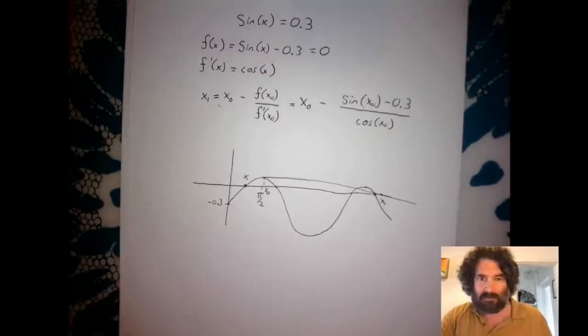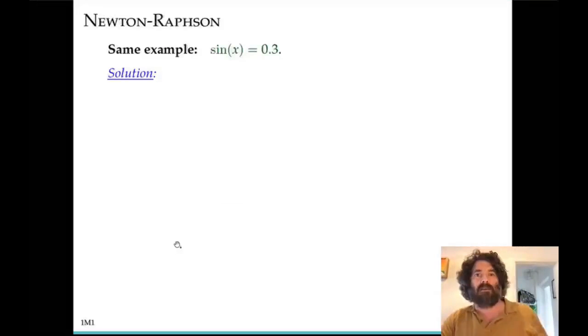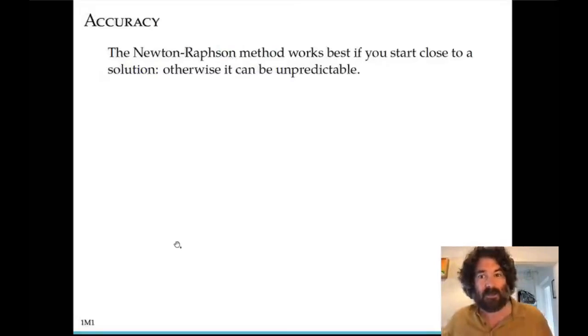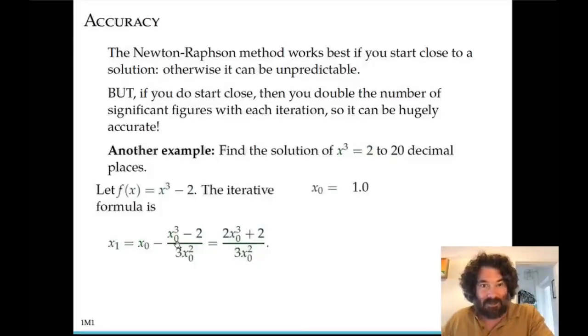Okay, go back to the slides. I want to do one more example using the Newton-Raphson method. As I've been explaining, the Newton-Raphson method works well if you start out close to the solution you're looking for. It can be unpredictable, like in what I was just showing you. But it gets very accurate very quickly if you start close to the solution. And here's an example that demonstrates that.